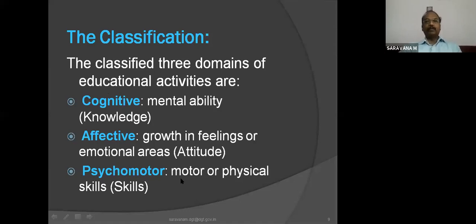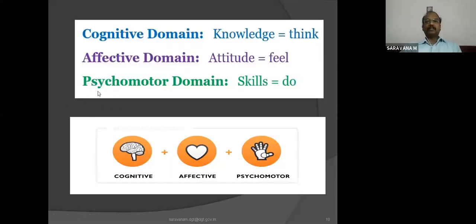So physical skill is related to motor skill, related to skill. So cognitive is knowledge, affective is attitude, and psychomotor is related to skill. I hope you will understand very well by seeing these explanations: cognitive, affective, and psychomotor. These are the 3 domains of Bloom's taxonomy of educational objectives.